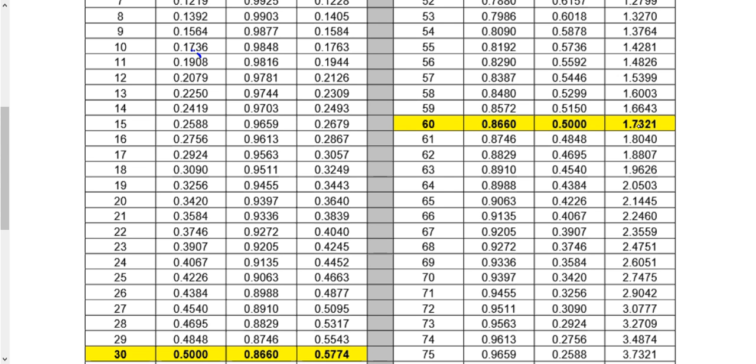Now, the problem with these tables is, let's say I wanted the sine, cosine, or tangent of 20.3 degrees. Is that in the table? No. So when I was in school, to find that, everybody would do the sine of 20.3 degrees. The calculator gives it right to you, doesn't it? Yeah. Okay.